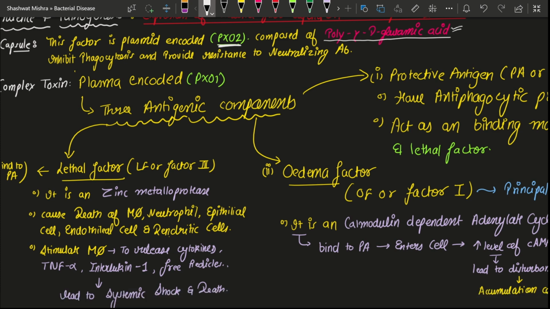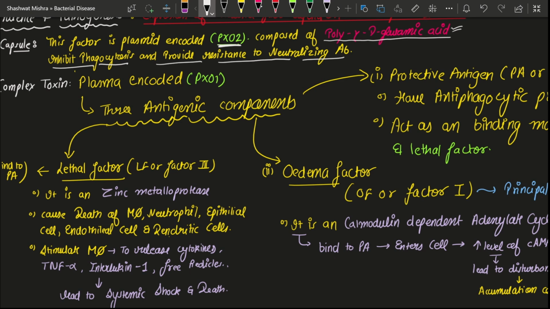Please remember that the capsule of anthrax is formed of poly-gamma-D-glutamic acid, right. And the role of a virulence factor is to support the bacteria in causing pathogenesis inside the host. Now talking about the capsule, it inhibits phagocytosis and provides resistance towards the neutralizing antibodies produced by the host. You should remember the role of the virulence factor also.